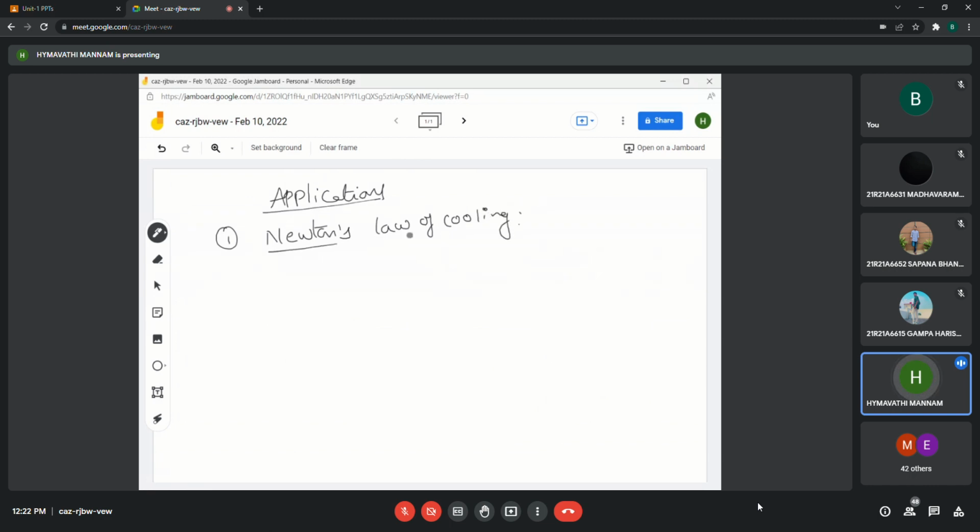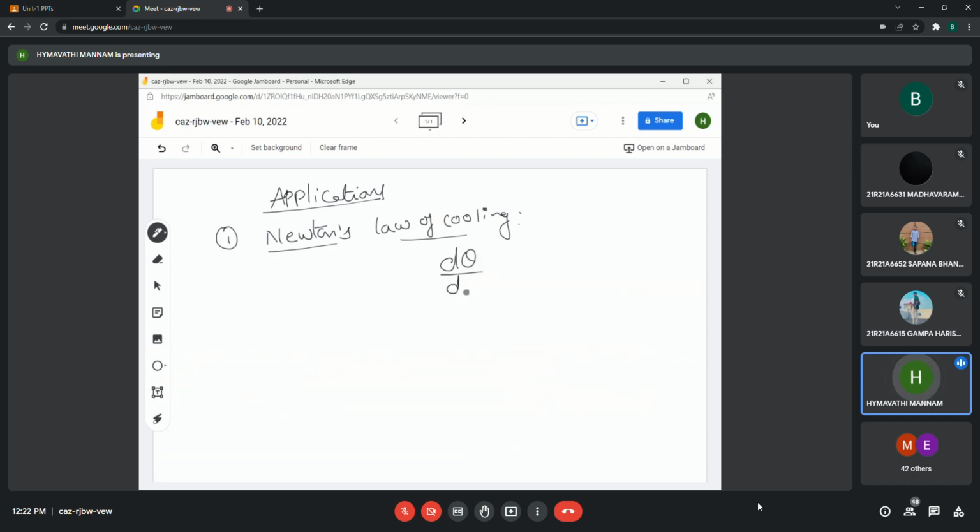So Newton's law of cooling. Newton's law of cooling states that the rate of change of temperature of a body is proportional to the difference between the temperature of your body and that of the surrounding medium.